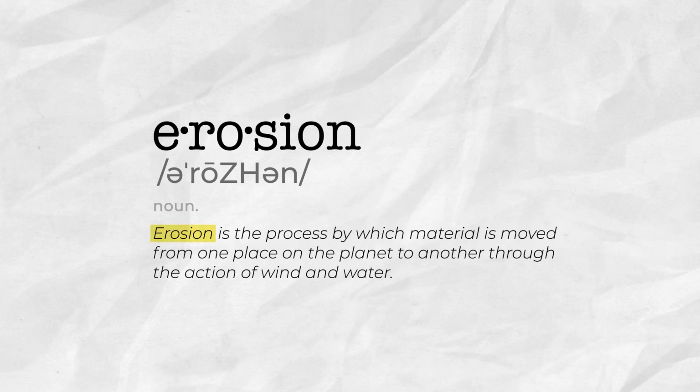Erosion is the process by which material is moved from one place on the planet to another through the action of wind and water. So how do we go from this to this?